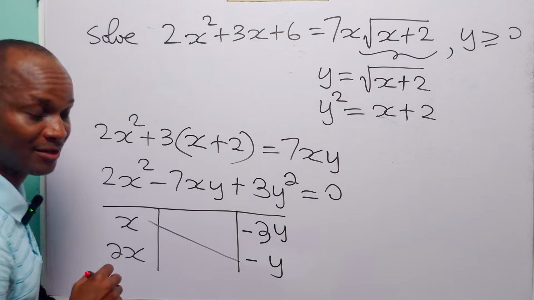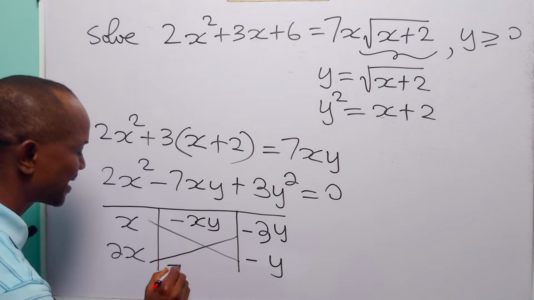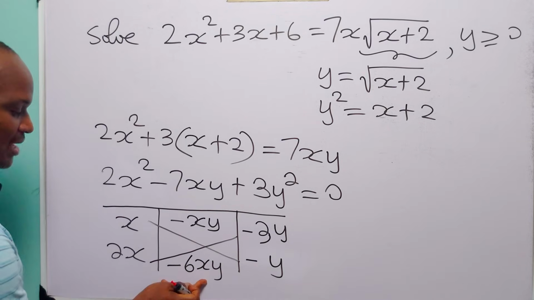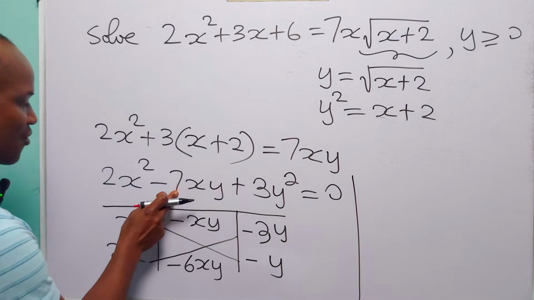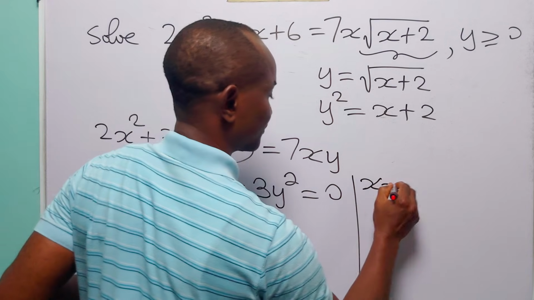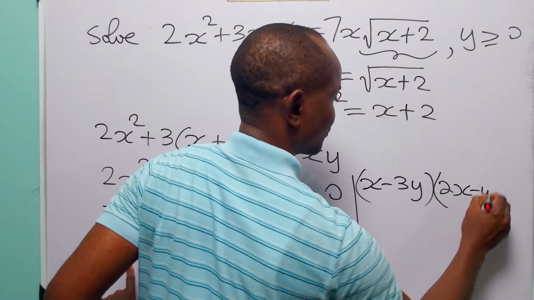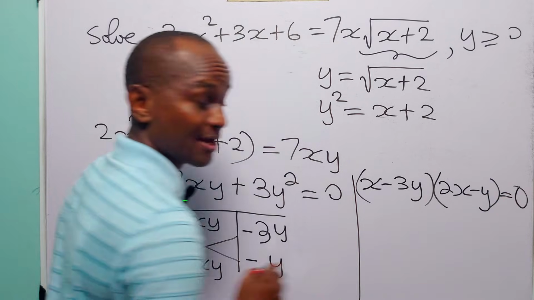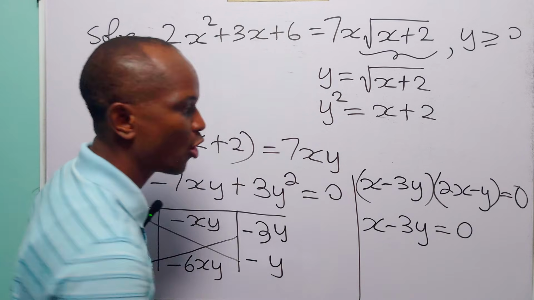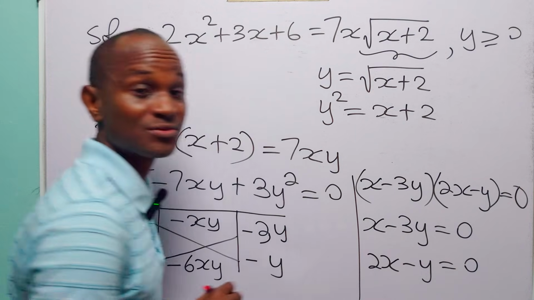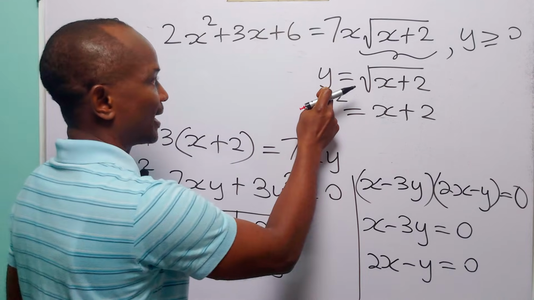Now, when we multiply x by minus y, we have minus xy. And when we multiply 2x by minus 3y, we have minus 6xy. And of course, you know that minus 6xy minus xy is equal to minus 7xy. So that means that here we have x minus 3y multiplied by 2x minus y, and of course, this is equal to 0. And you know that this simply means that either x minus 3y is equal to 0 or 2x minus y is equal to 0. Now you can see that we have two very simple relationships between y and x.